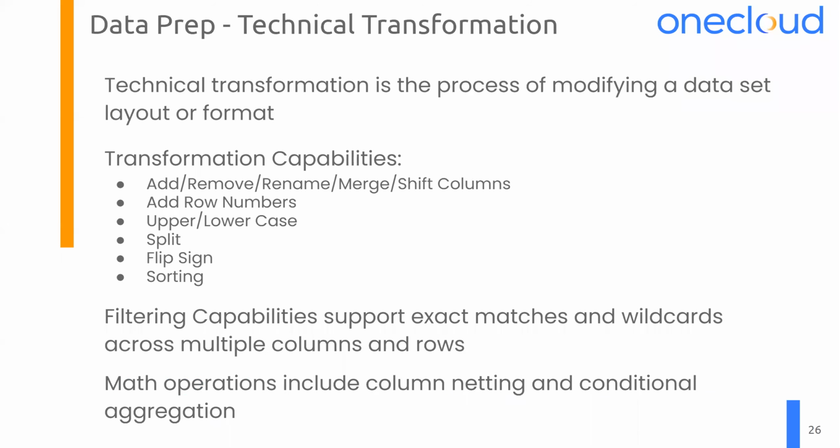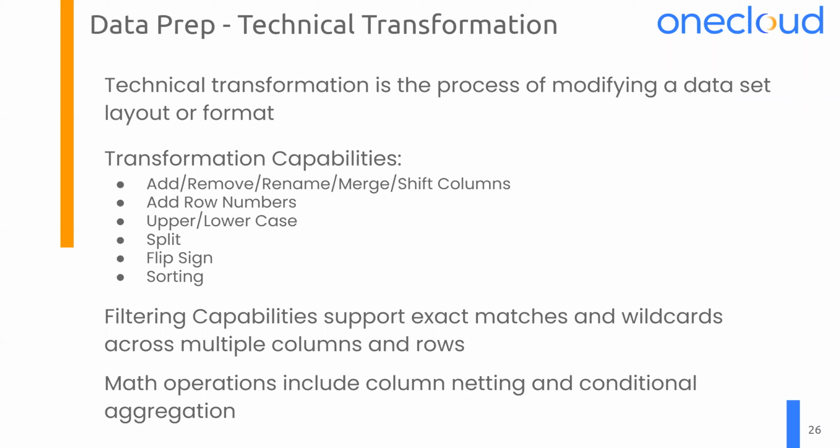So I talked about technical transformation and functional transformation. What's technical transformation? Well, it's the idea of modifying a data set layout or format. I come from the Oracle EPM space. I think a lot of users, particularly if you're on Oracle EPM Cloud, are familiar with Cloud Data Management or FDMEE, the on-premise version. Think about an import format. What do I need to do to take that data set and grab the columns from it that I need, and maybe do some lightweight changes or transformation to them?